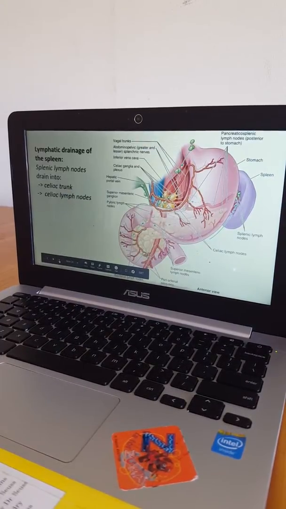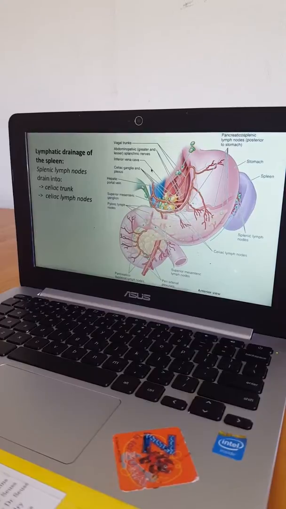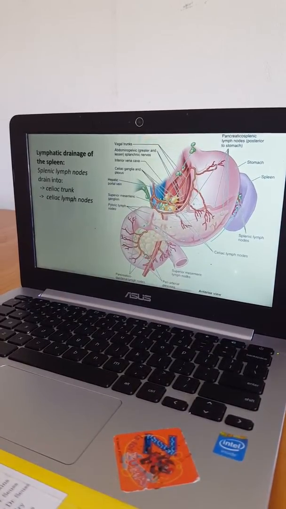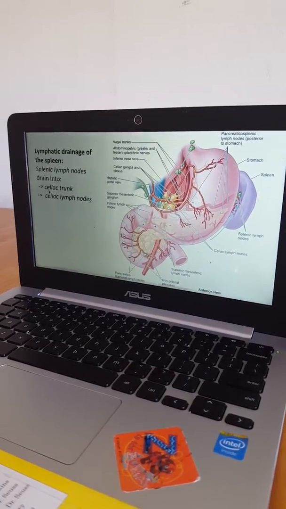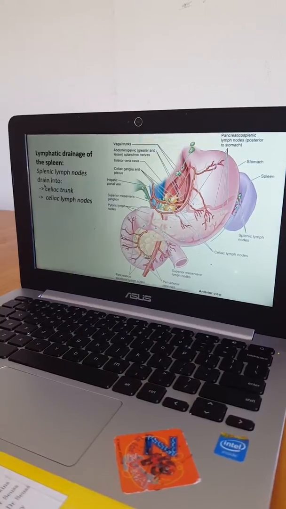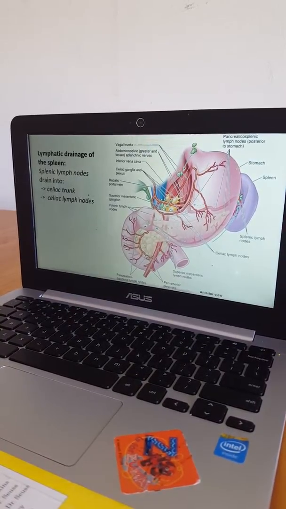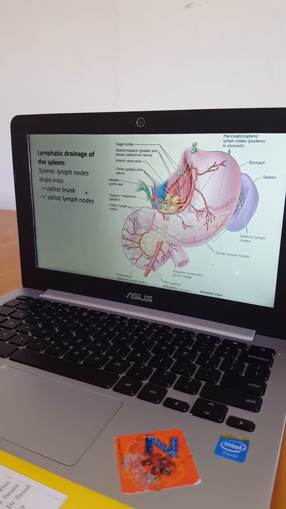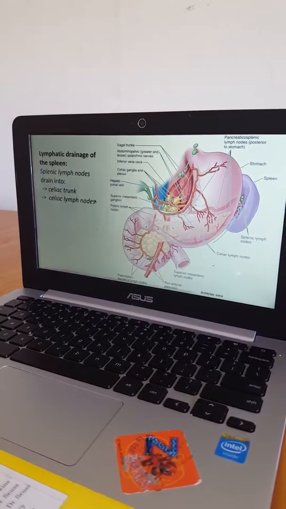Next slide. So lymphatic drainage of the spleen. Splenic lymph nodes drain into the celiac trunk, celiac lymph nodes. So basically what you have noticed so far is that everything is arranged according to the vessels. So if there is a celiac trunk, that is the celiac artery, there is a celiac plexus around it, and then there are celiac nodes around it. So the lymphatic system, nervous system, and vascular system, that is the arterial system, everything is collaborating with each other. So the name is according to that.